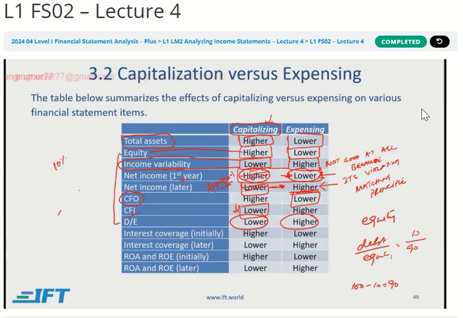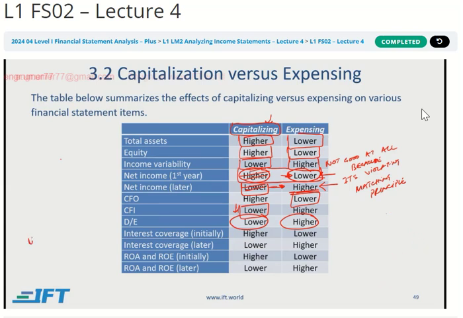Okay, now let's move on to interest coverage ratio. Now, interest coverage ratio means what? It means you have the interest that you have to pay, so it is your income divided by your interest expense, that is, how many times you are earning compared to the interest you have to pay.